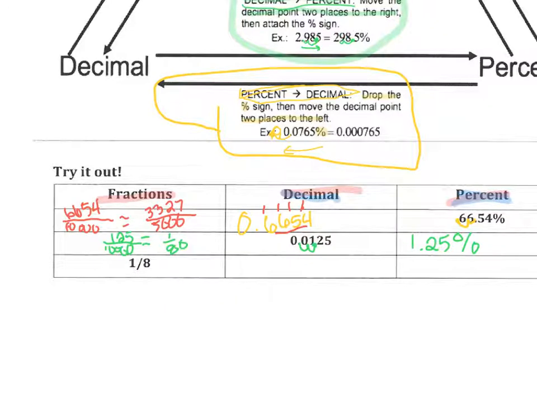Alright, I want you to do the last one on your own. So pause, try to change the fraction to a decimal, and then the decimal to a percent. Okay? Alright, so again, going fraction to decimal, we just divide this in our calculator, and you get 0.125. And then from a decimal to a percent, we move it 2 to the left. So we'd get 12.5.